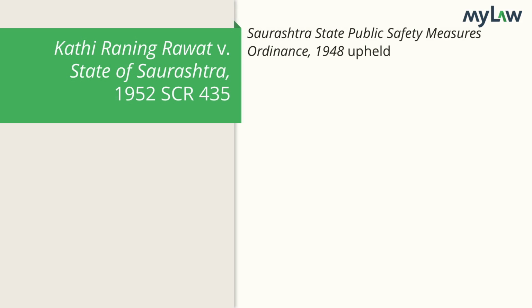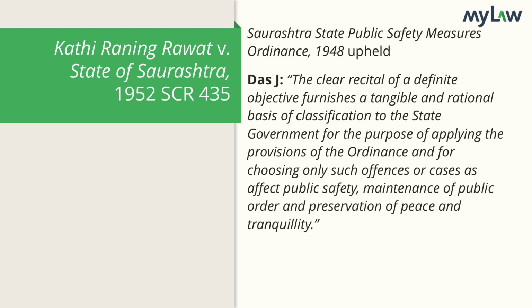For instance, in Kathi Raning Rawat v. State of Saurashtra, an ordinance, the Saurashtra State Public Safety Measures Ordinance of 1948, which set up special courts for certain offences, was upheld. The court was of the view that the ordinance provided clear reasons for the selection of certain offences for trial by special courts.